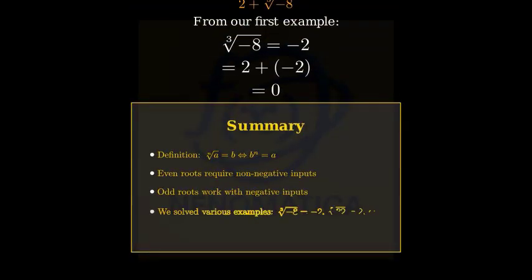Let's summarize what we've learned about solving nth root expressions. The key definition is that the nth root of a number a equals a value b if, and only if, b raised to the power of n equals a. For even roots like square roots, we need to remember that the input must be non-negative. For odd roots, we can have negative inputs, and the result will have the same sign as the input. These principles allow us to solve a variety of root expressions, from basic ones like the cube root of negative 8 to more complex ones involving fractions and multiple terms.